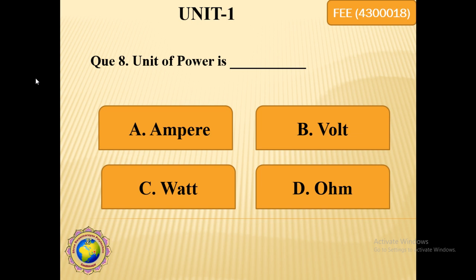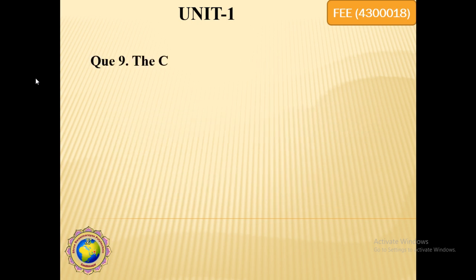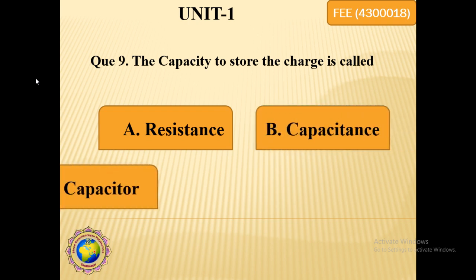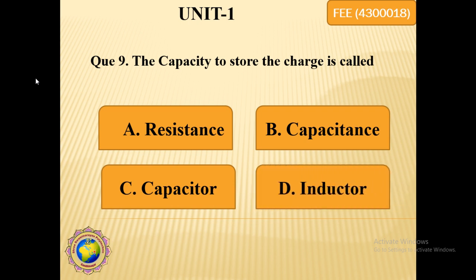Then we are moving on to question number 9. The capacity to store charge is called. That you have to write. The capacity to store the charge is called A resistance, B capacitance, C capacitor and D inductor. Carefully note down your answer in the notebook for question number 9.